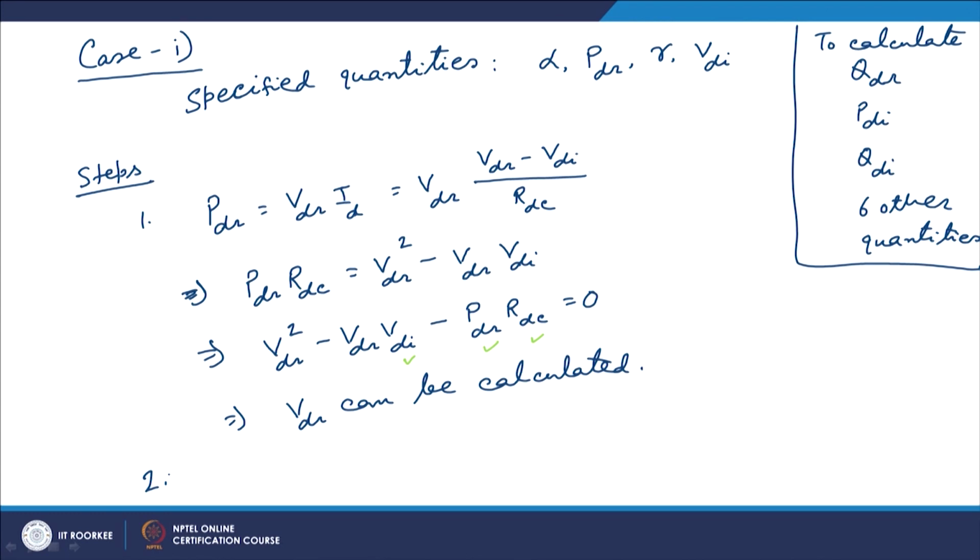Then step 2, once we know VDR, then we calculate ID. ID is equal to VDR minus VDI by RDC. So, here VDR we have just now calculated in step 1, VDI is already known, RDC is known. So, ID is calculated. Now, what do we do? So, now we go to step 3.